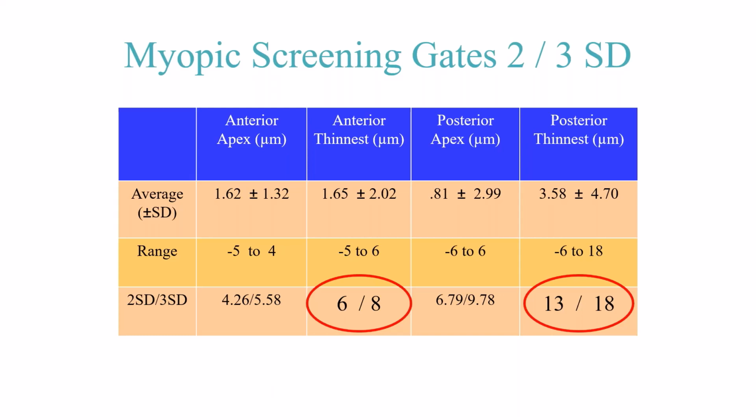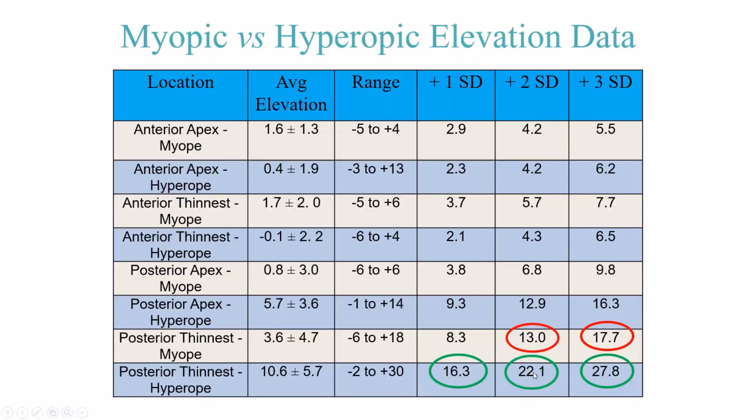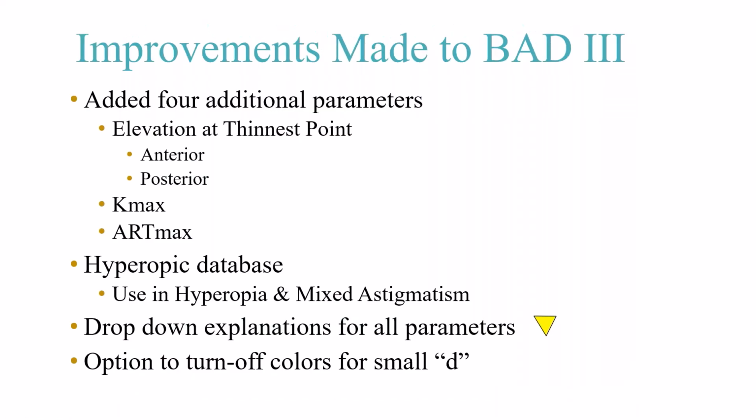So why did we add a hyperopic database? Well, if we look at the numbers on our myopic patients, anterior was 0.2 and 3 standard deviations, with 6 and 8 elevation points over the best fit sphere. If we look at posterior, it was 13 and 18. But if we look at hyperopes, look what happens. The numbers increase dramatically, so hyperopic patients really have different normal values. As I said already, we added 4 additional parameters and the hyperopic database, which you use in both hyperopia and mixed astigmatism. In other words, if any meridian is hyperopic, you should check off the hyperopic database. And most of you probably know that there are these little yellow triangles that, if you right-click on them, will open up a drop-down menu that tells you what those parameters are.